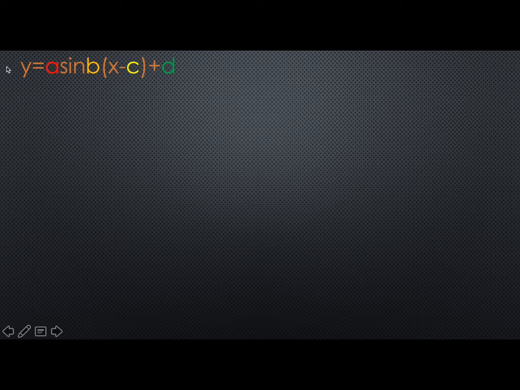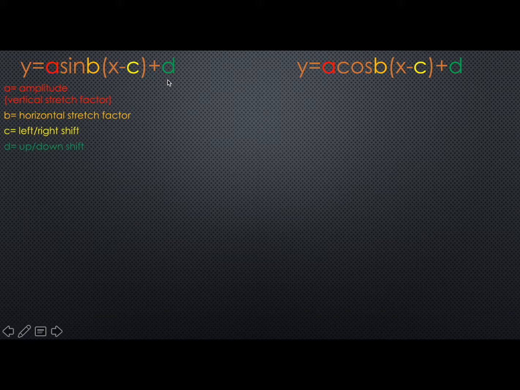We have y equals a sine b of x minus c plus d. The same goes for cosine. What do all these letters mean? A is the amplitude, or the vertical stretch factor. B is the horizontal stretch factor. C is the left or right shift, and D is the up or down shift.